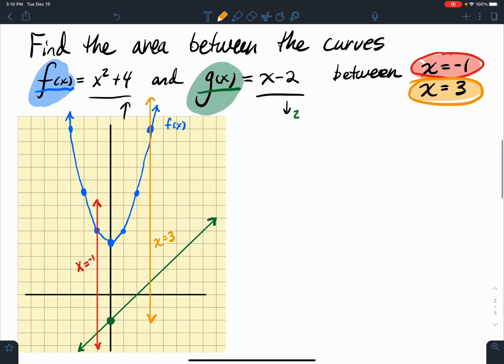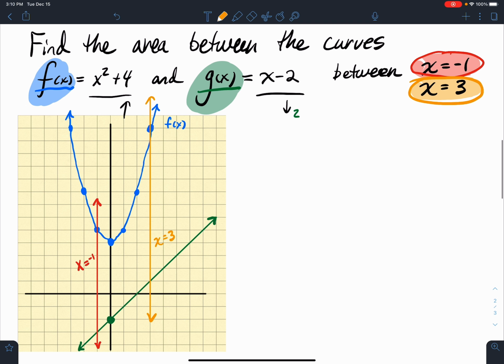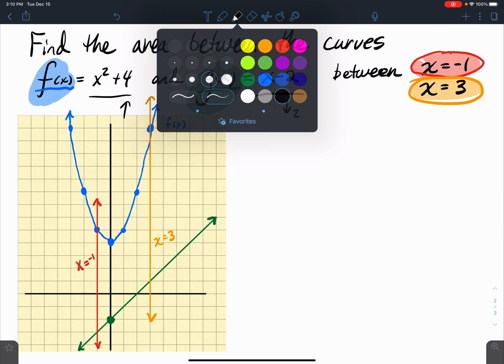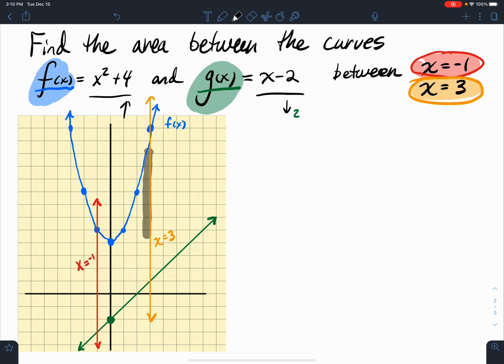So now I want to find the area between the curves. So the area between all those curves is this dark gray looking color right here. So that's the area that I'm looking for, okay? So when you do this type of problem, there's 3 steps I want you to do. Step 1, draw the picture.